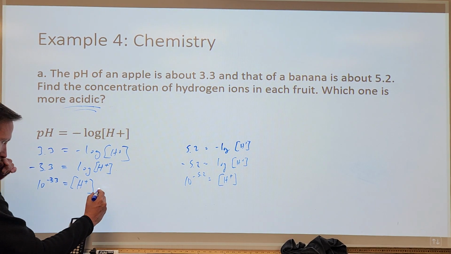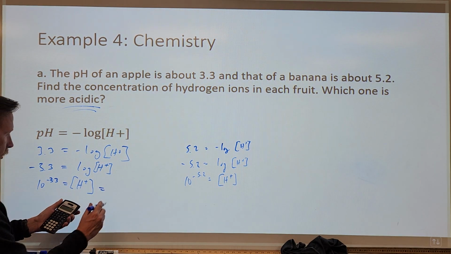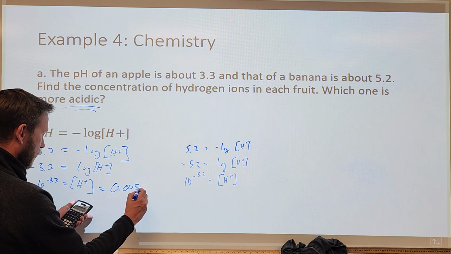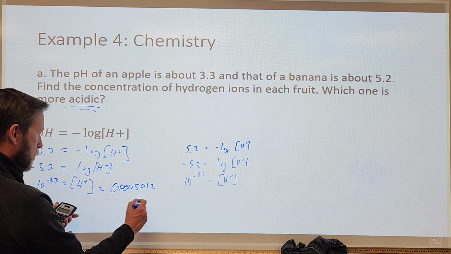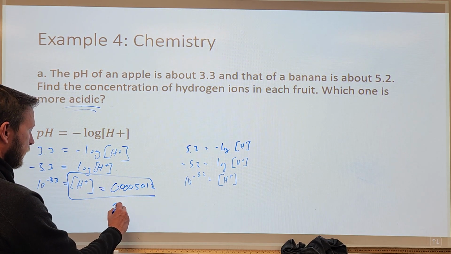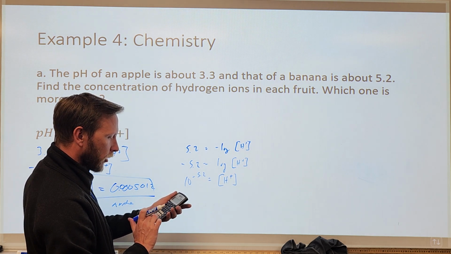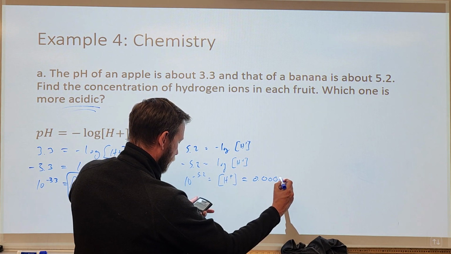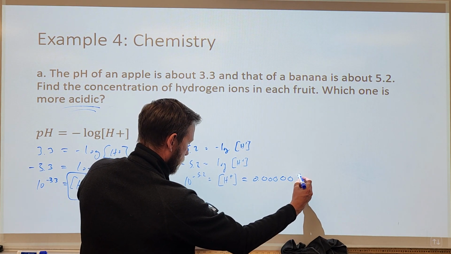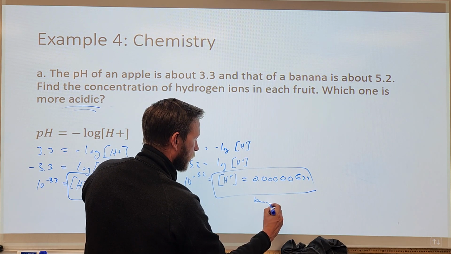I can if we'd like to, but it should give us a little bit of a clue. 10 to the negative 3.3 gives us 0.0005012. All right, that's what we have for an apple. And then over here, 10 to the negative 5.2 gives us 0.00000631. All right, this is for the banana.